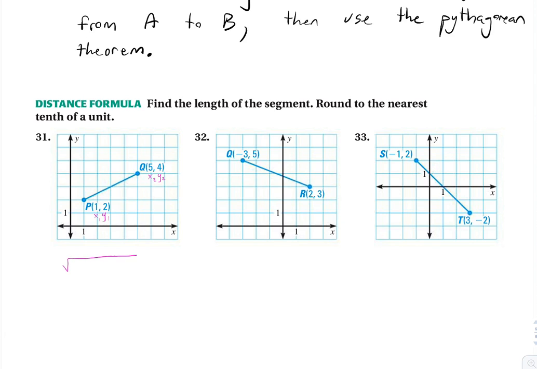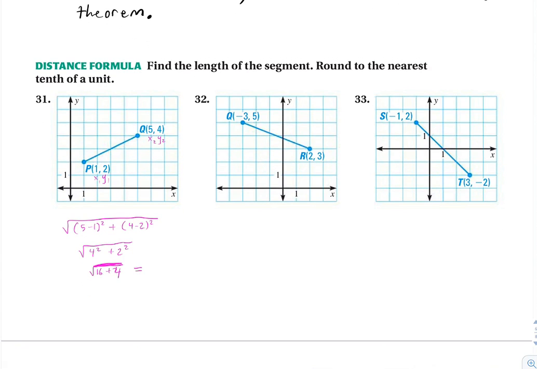Okay, so this is the square root of (x2 minus x1) squared, so 5 minus 1 squared, plus (y2 minus y1) squared, so 4 minus 2 squared. That's the square root of 4 squared plus 2 squared. I got rid of the parentheses since there's no negatives. That's the square root of 16 plus 4. Now notice, this horizontal bar on top means I have to do everything inside before I do the square root.